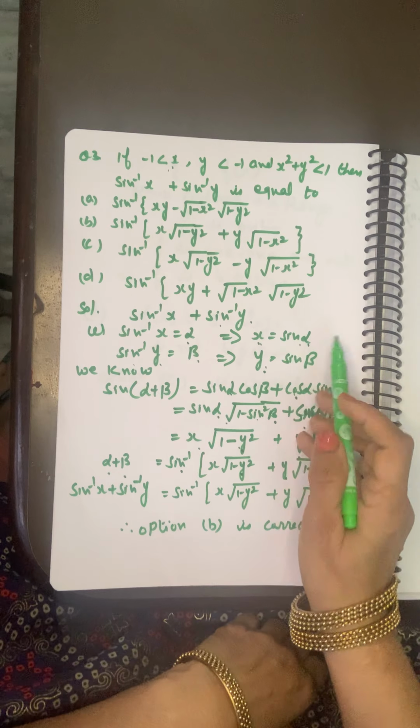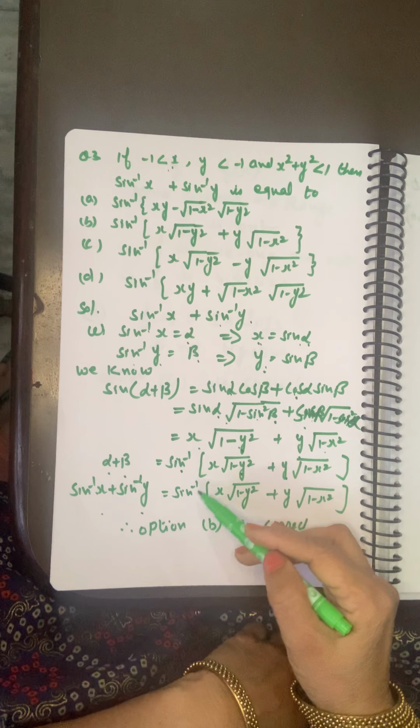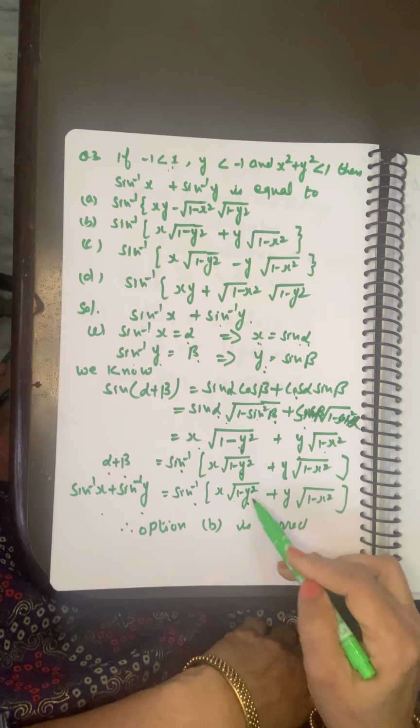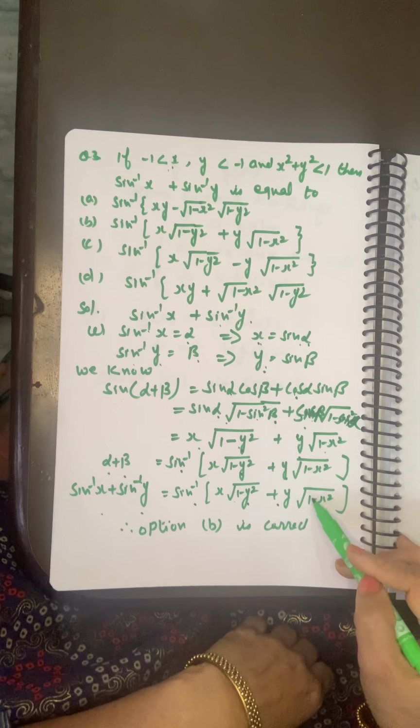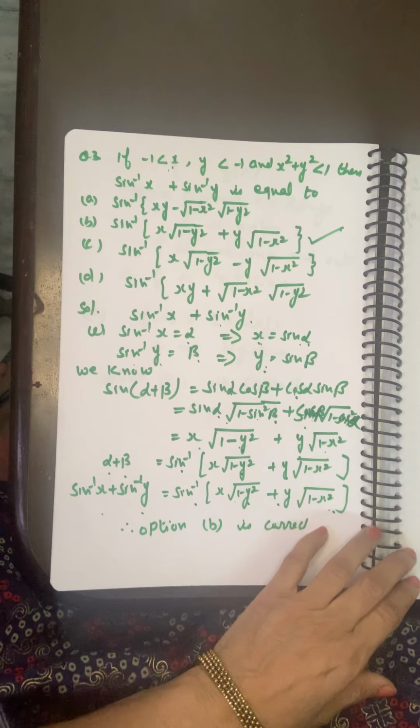So alpha plus beta, we will write the values. Sin inverse x plus sin inverse y is equal to sin inverse x into under root 1 minus y square plus y into under root 1 minus x square. Which option is correct, beta? Option B is correct.